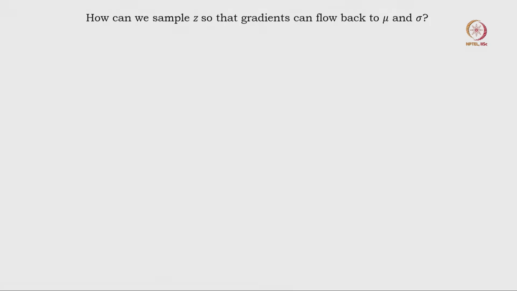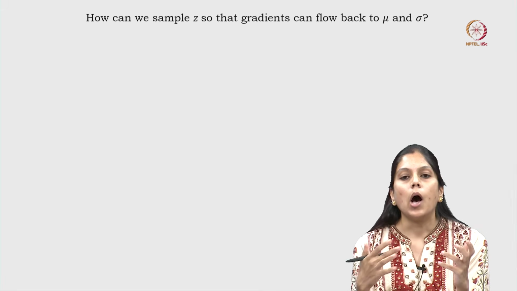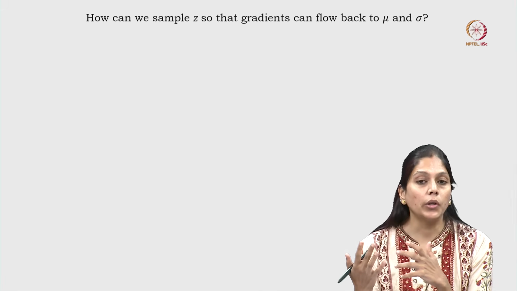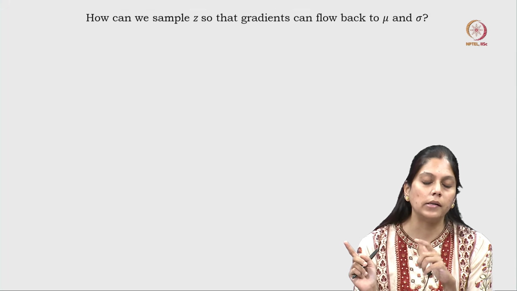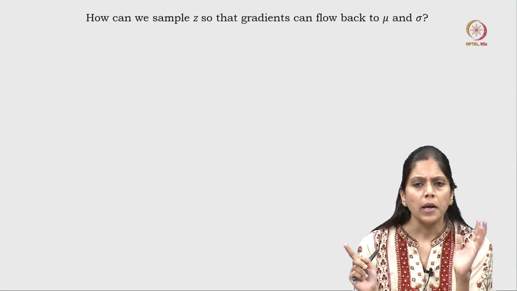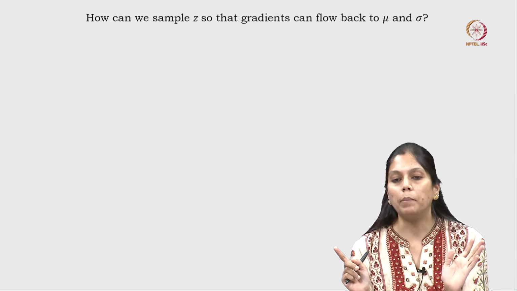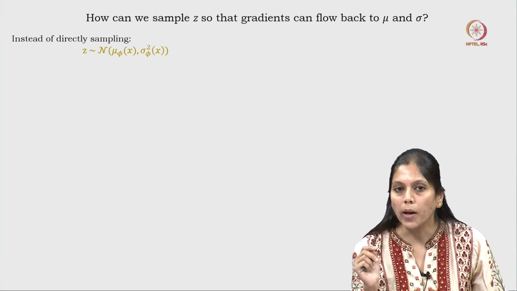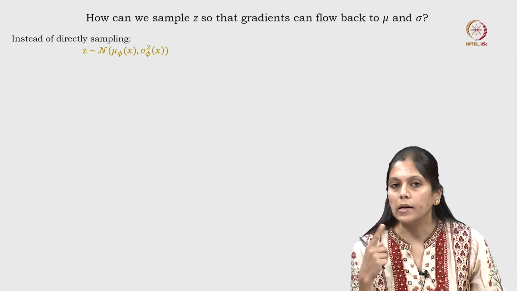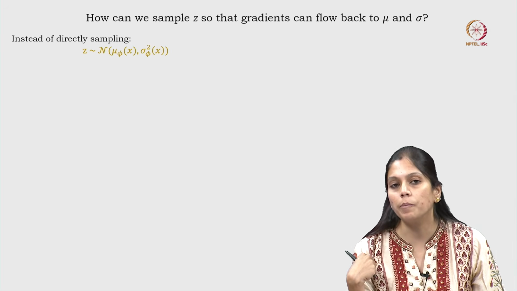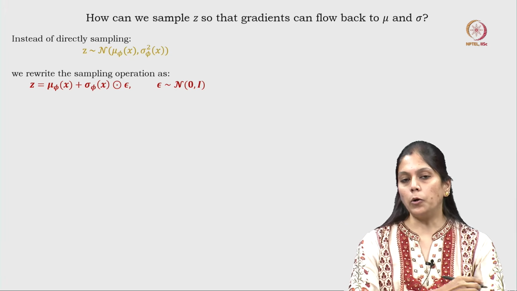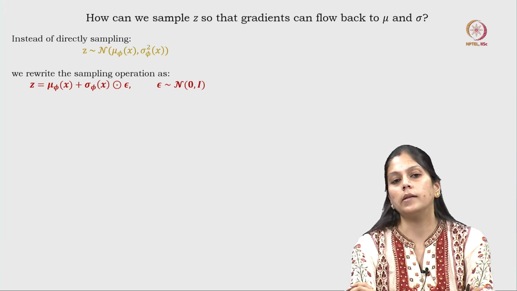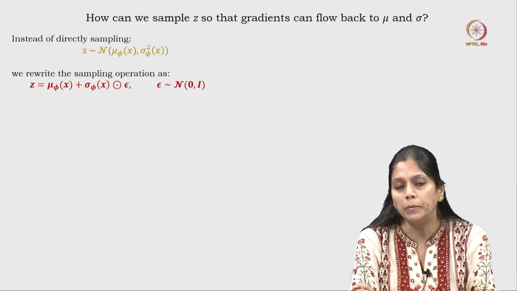Now, let us see, if this is the case, how do we sample z so that we can compute the gradients. So, z is a problem because you have sampled z from a distribution. If that is the problem, how do we sample z? So, can we think in this way? Instead of directly sampling z from this particular distribution, can we express z in this way? Can we do the sampling operation? Can we write z in this particular form?